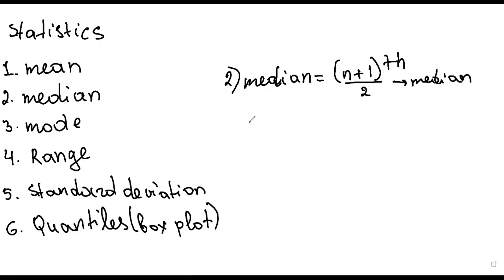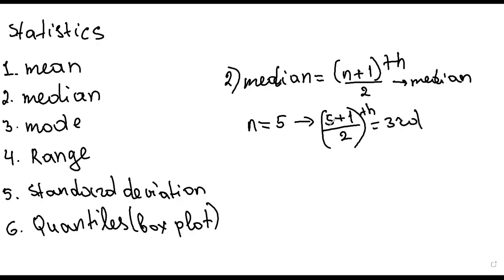Let's suppose we have 5 numbers. So our median will be 5 plus 1 divided by 2, which is 3, so this third number will be our median.